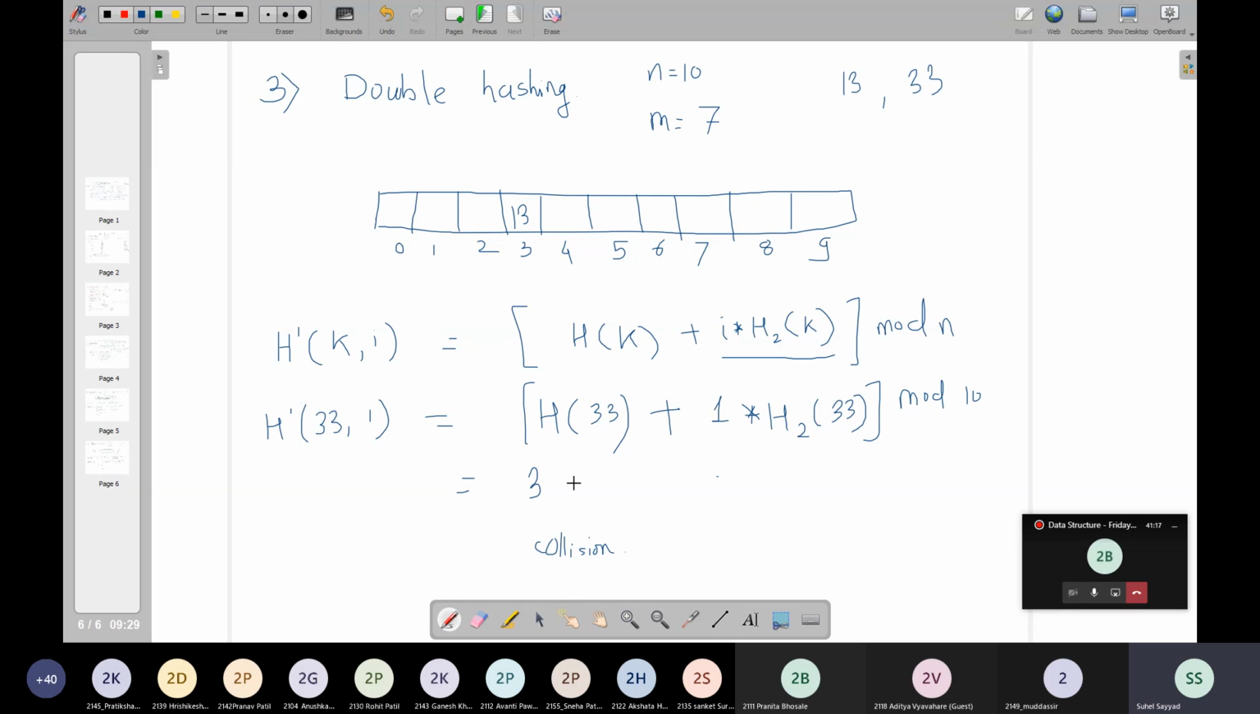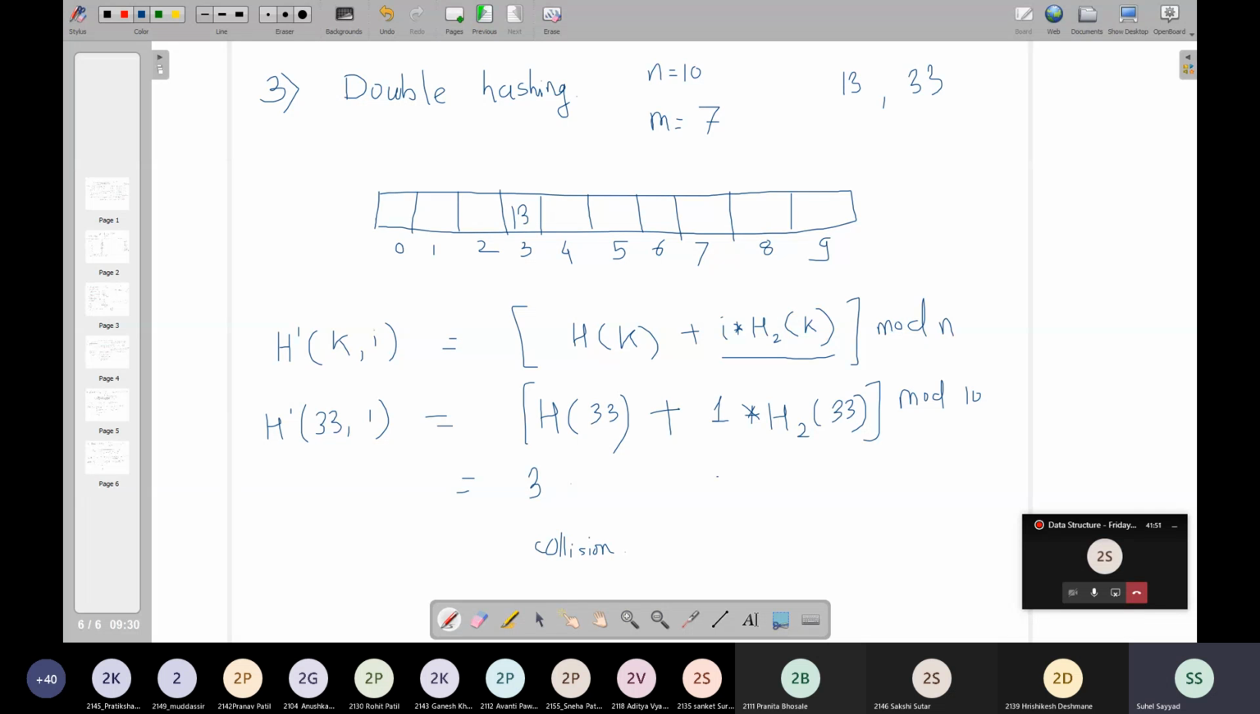So what will this be? h of 33 is 3. What is h2 of 33? Can anyone tell me what is h2 of 33? What is h2 of 33? 3. No. 33 mod 7. Correct. See, my dear students, h2 is a different hash function.